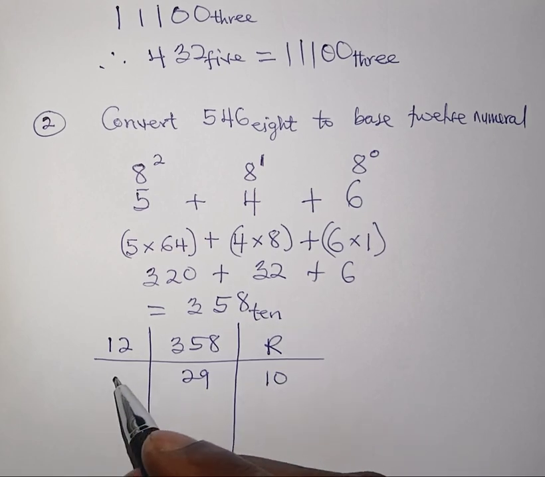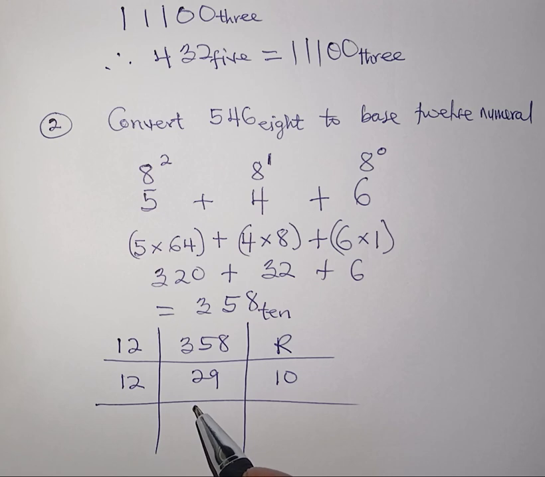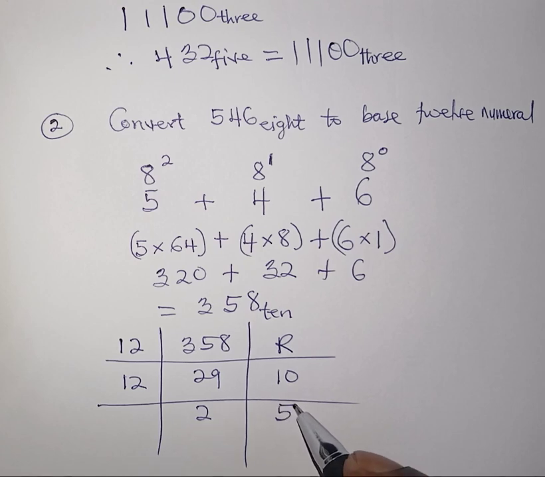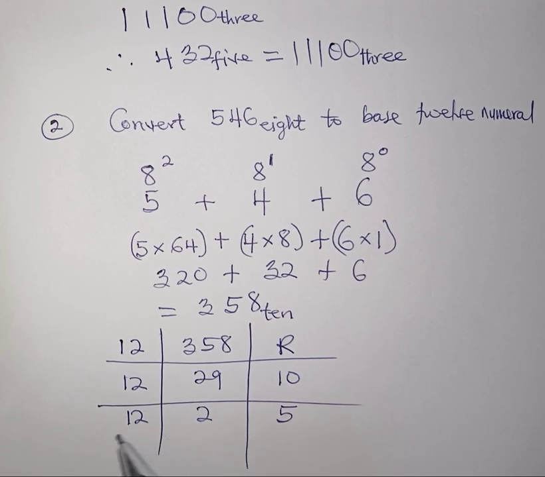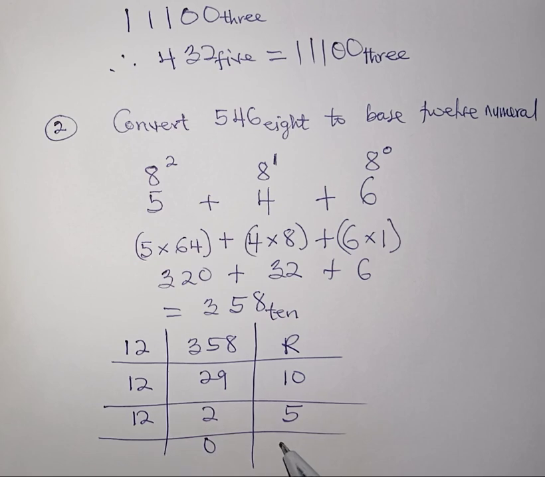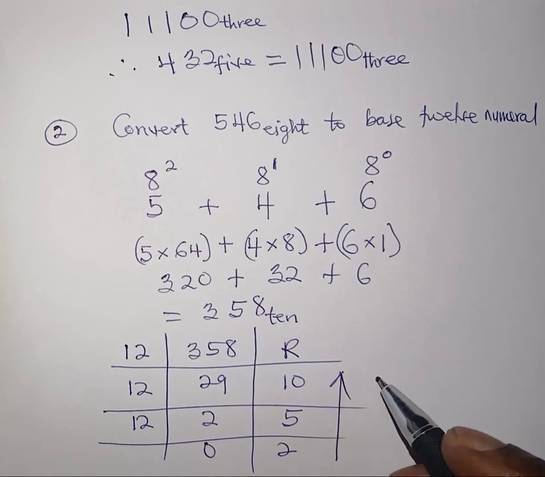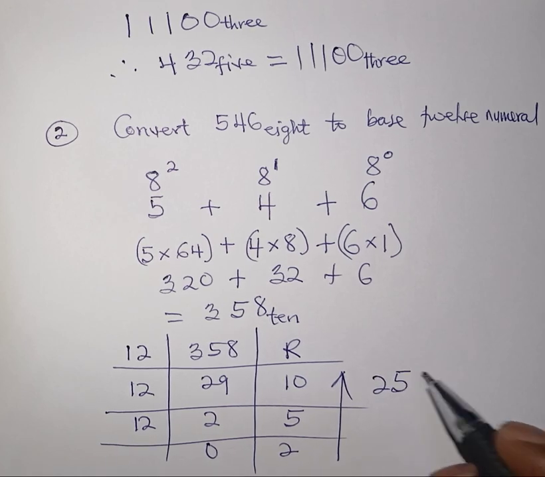So we can still divide 29 by 12, and if I divide this, I'm going to get 2 remainder 5. Now you can't divide again, so if 12 divides 2, then I'm going to get 0 remainder 2. So my answer is going to be 2, 5, 10.